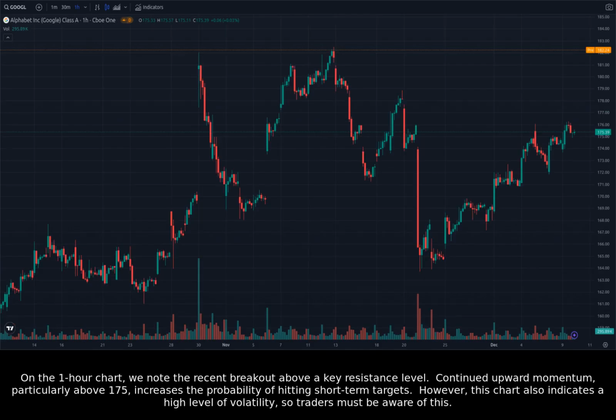On the 1-hour chart, we note the recent breakout above a key resistance level. Continued upward momentum, particularly above 175, increases the probability of hitting short-term targets. However, this chart also indicates a high level of volatility, so traders must be aware of this.